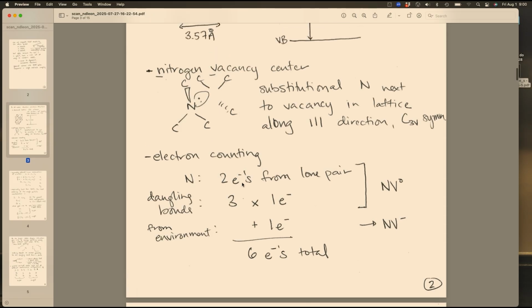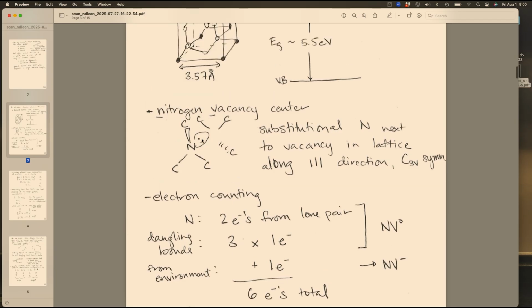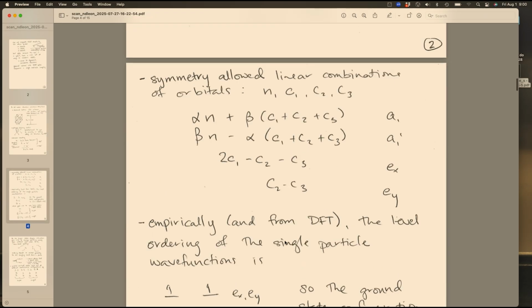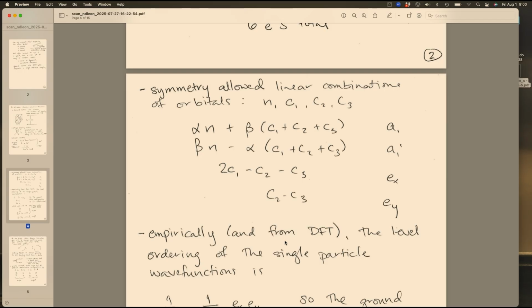All right, so our actual qubit states are built out of, we can do some electron counting. My nitrogen gives me 2 electrons from the lone pair. I have these 3 dangling bonds that each give me 1 electron. And if I put all those together, that forms the neutral nitrogen vacancy center. The one that everybody actually works with is the negatively charged NV center, which has 6 electrons. And now what I'm going to do is just fill up those 6 electrons in some set of orbitals.